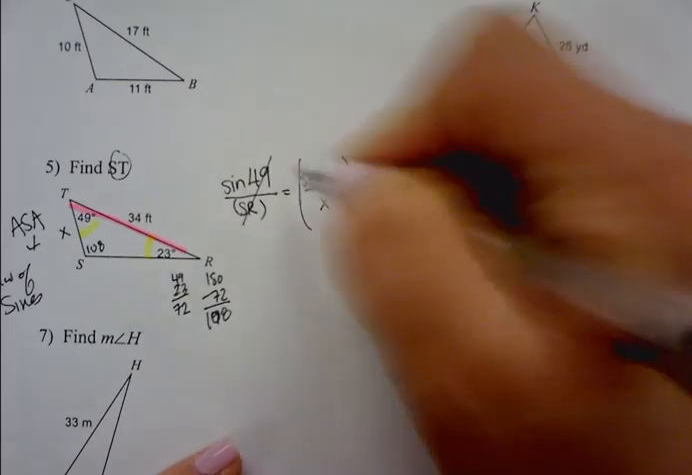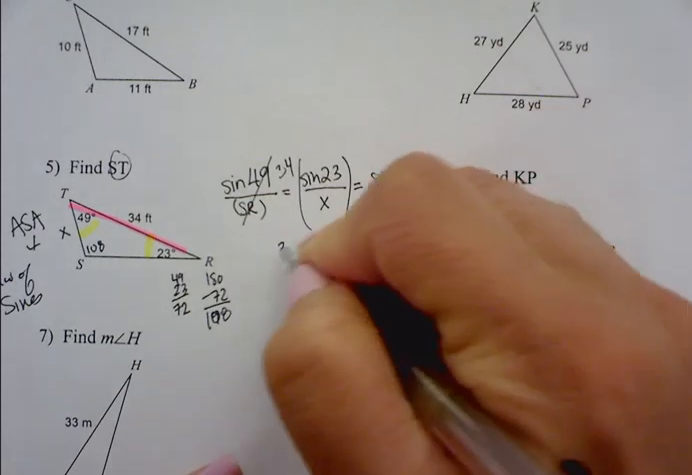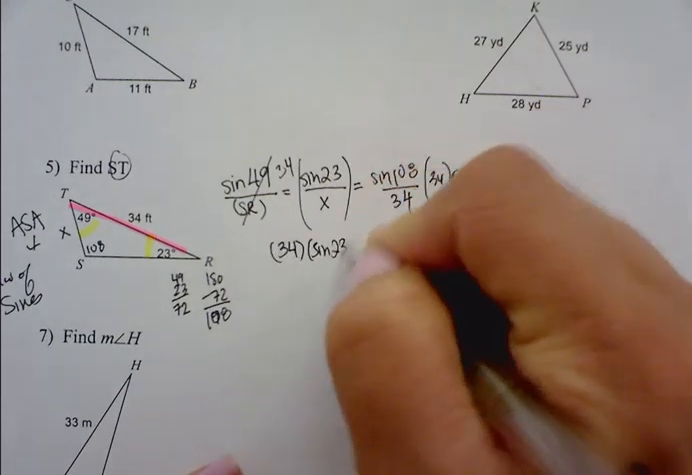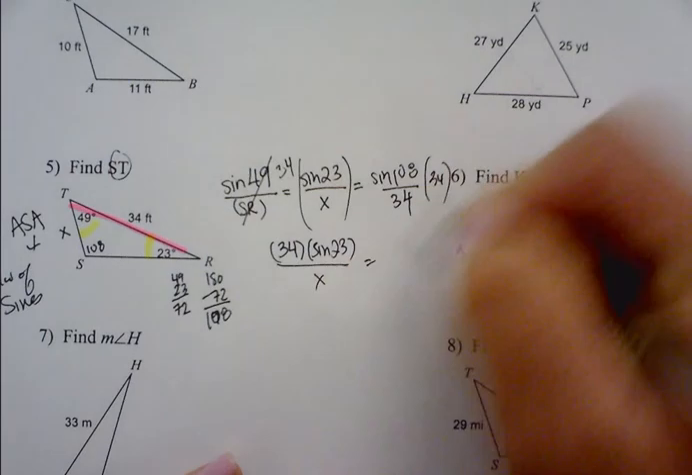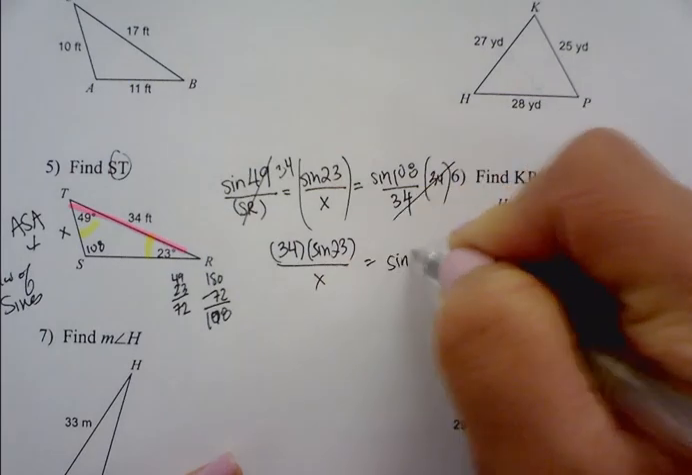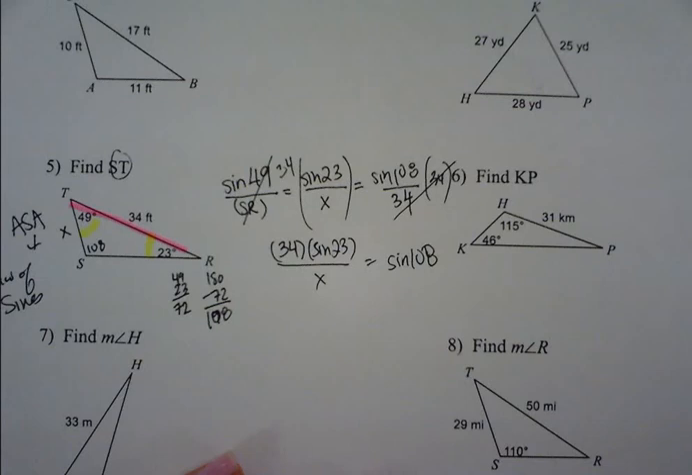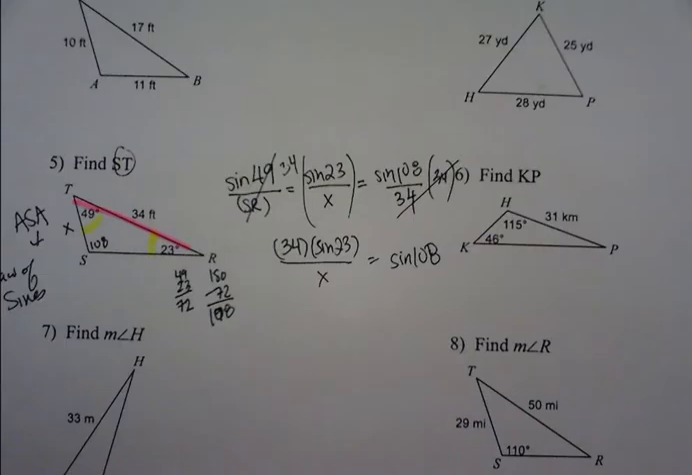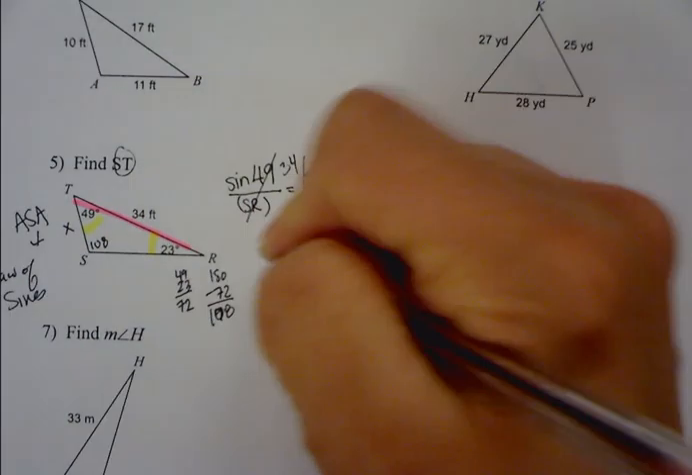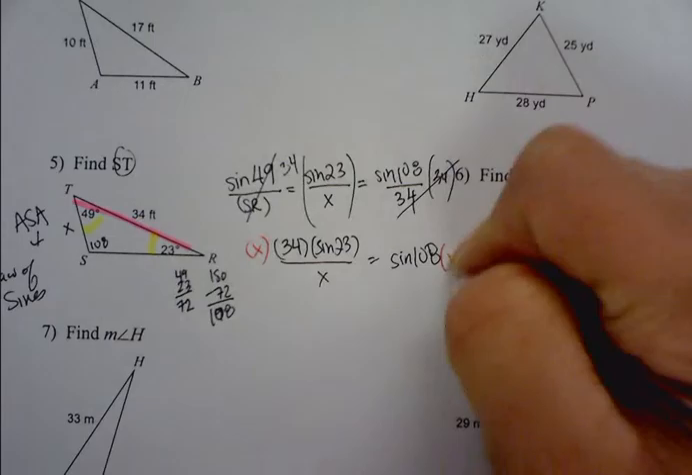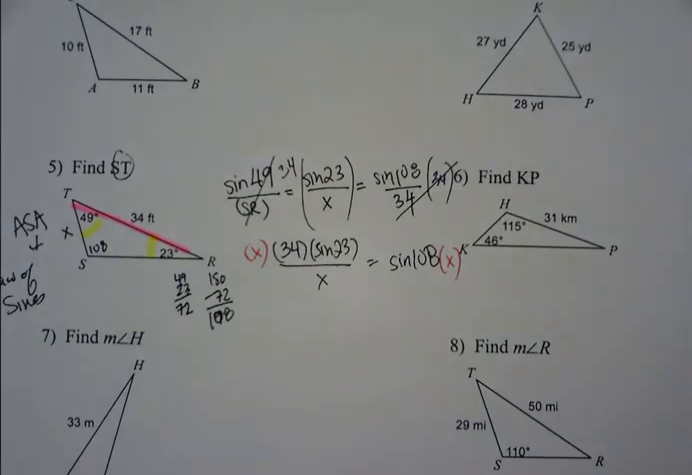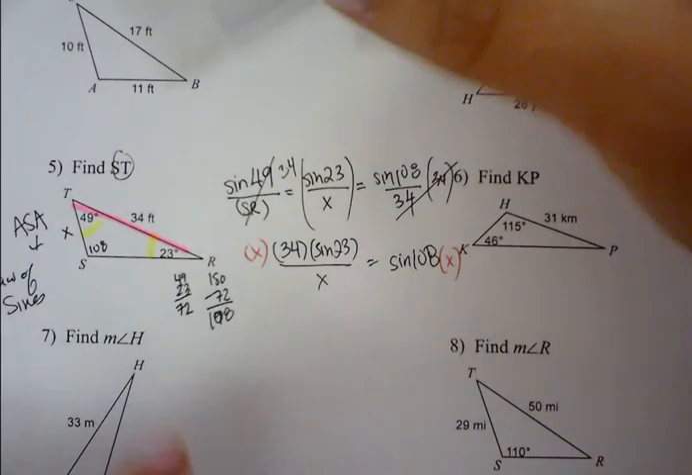Then I'm going to get 34 times sine of 23 over x equals, the 34's cancel, sine of 108. Okay? Now what can I multiply to both sides? What do I want out of the denominator? My x, right? I know you guys just skip to cross multiplying, but I hate cross multiplying, so I'm not going to do it anymore. It's a bad habit. Well, in itself it's fine. It's just that you guys get confused with other stuff.